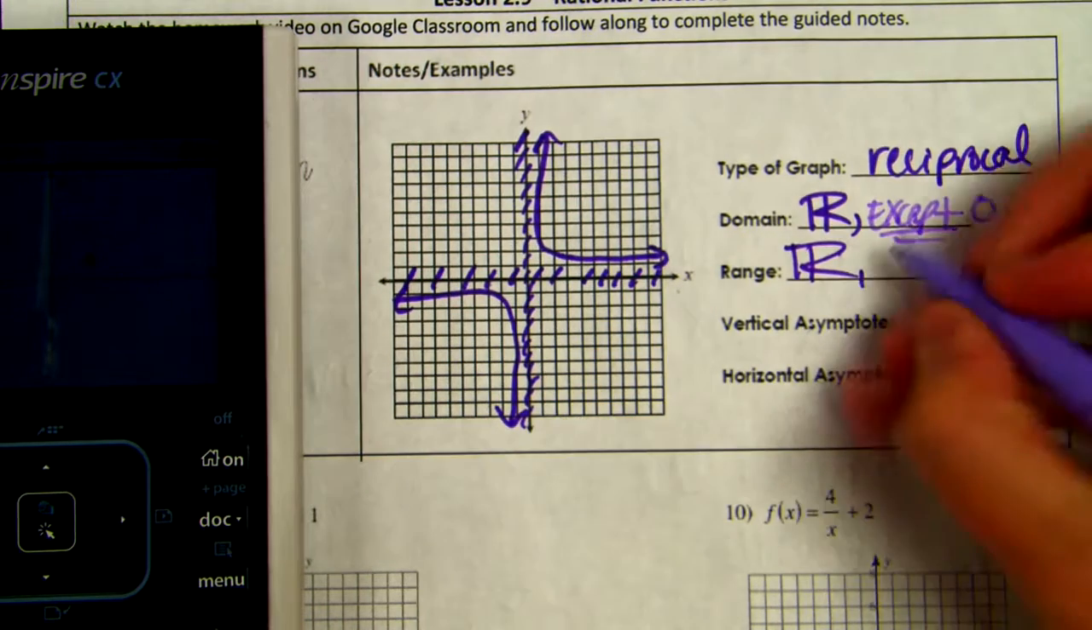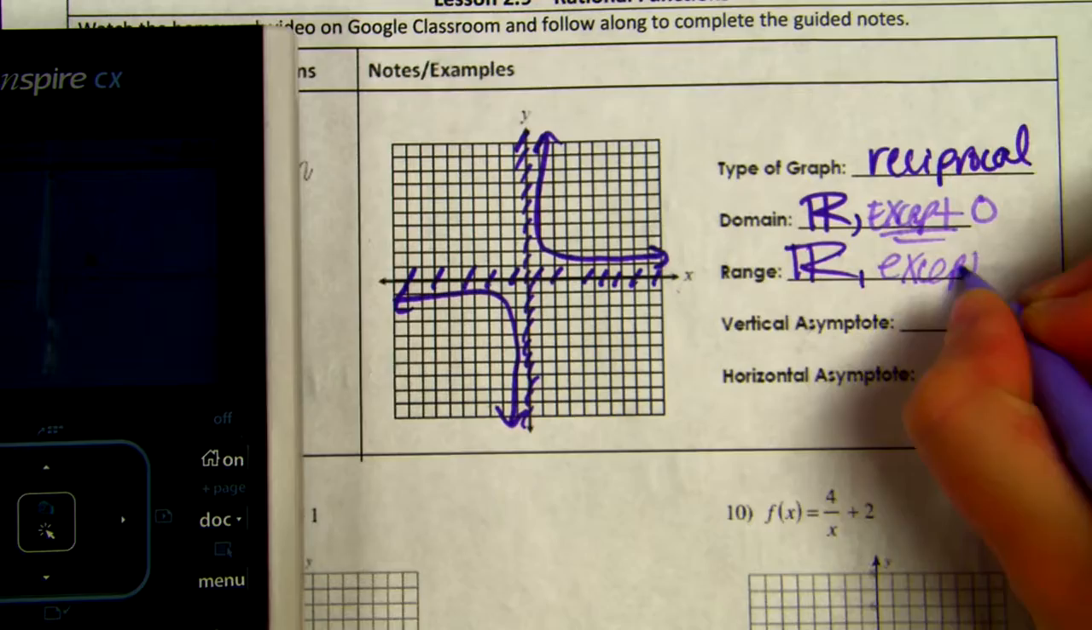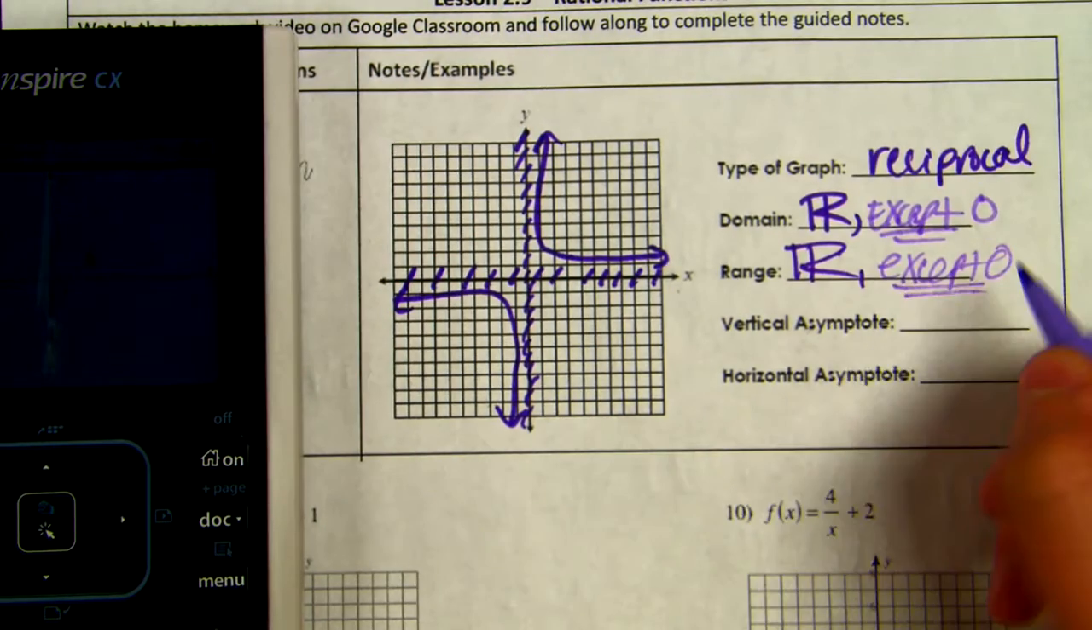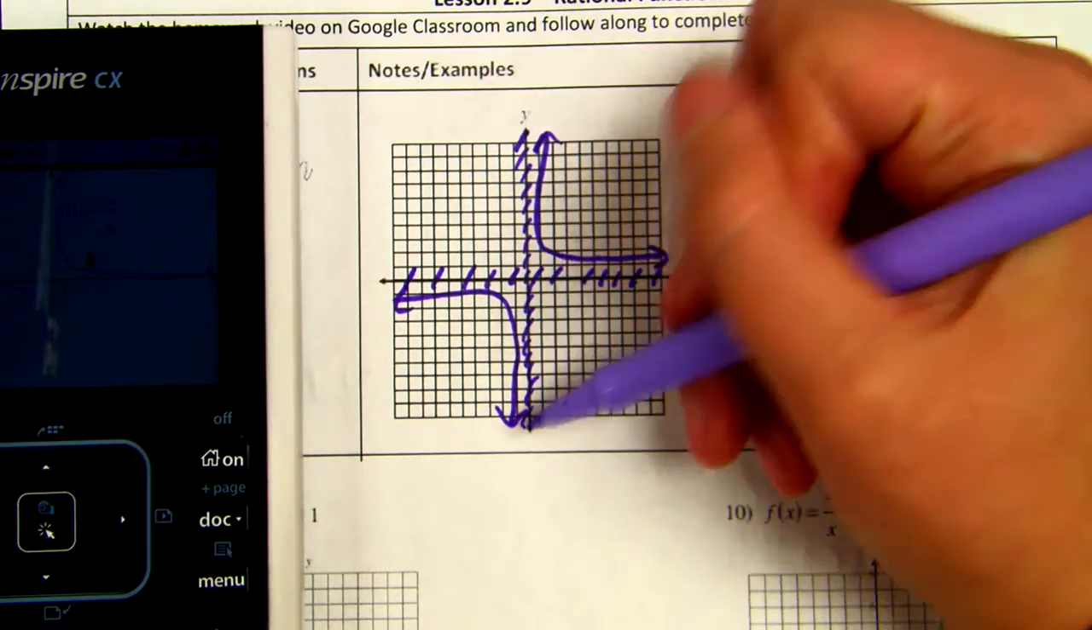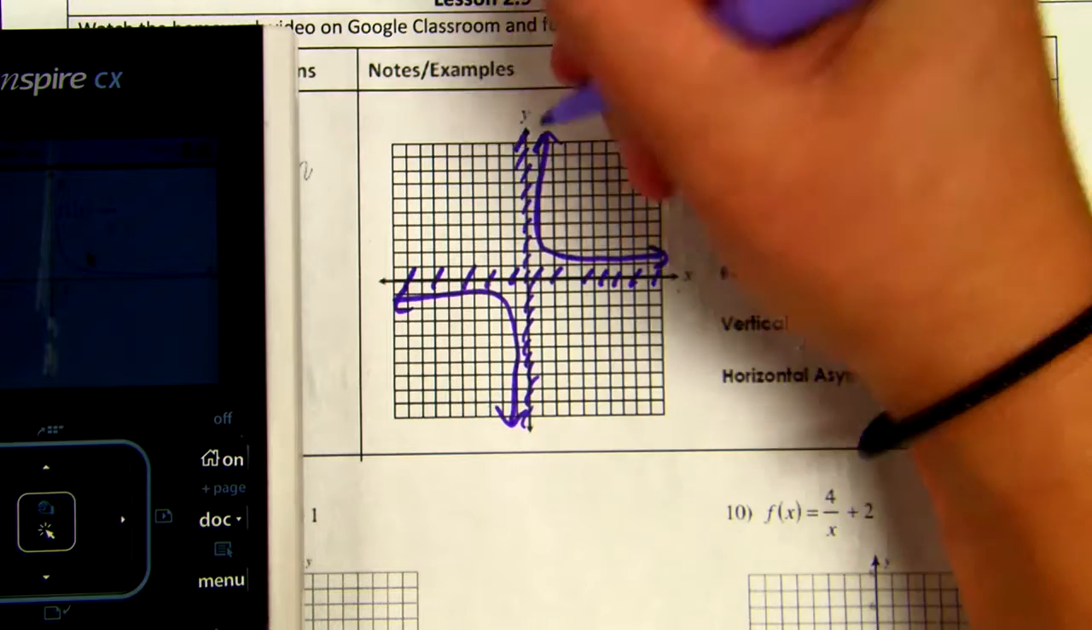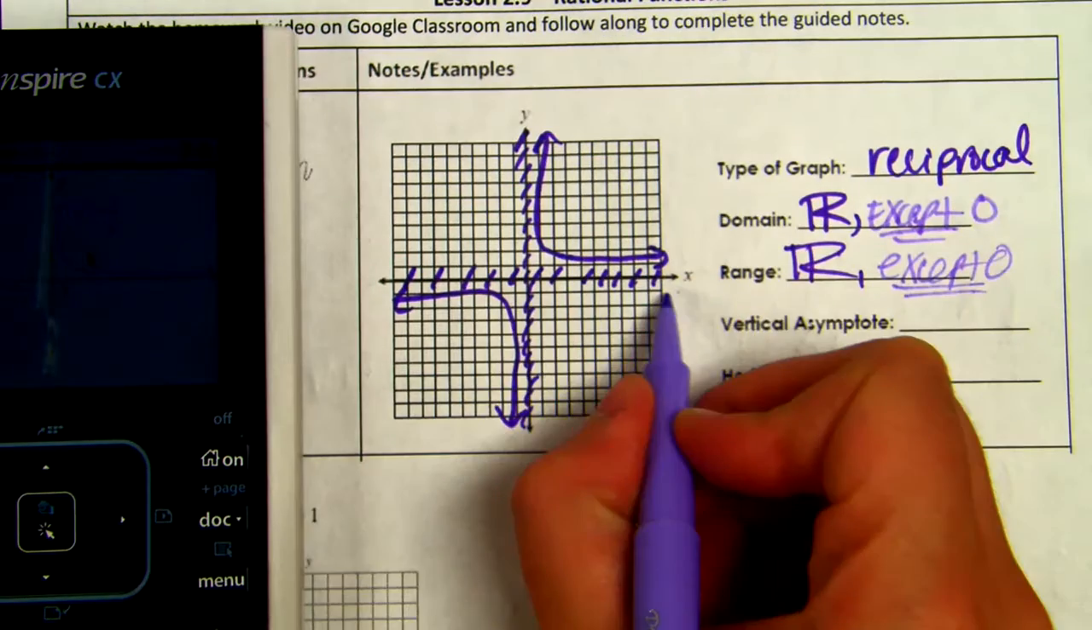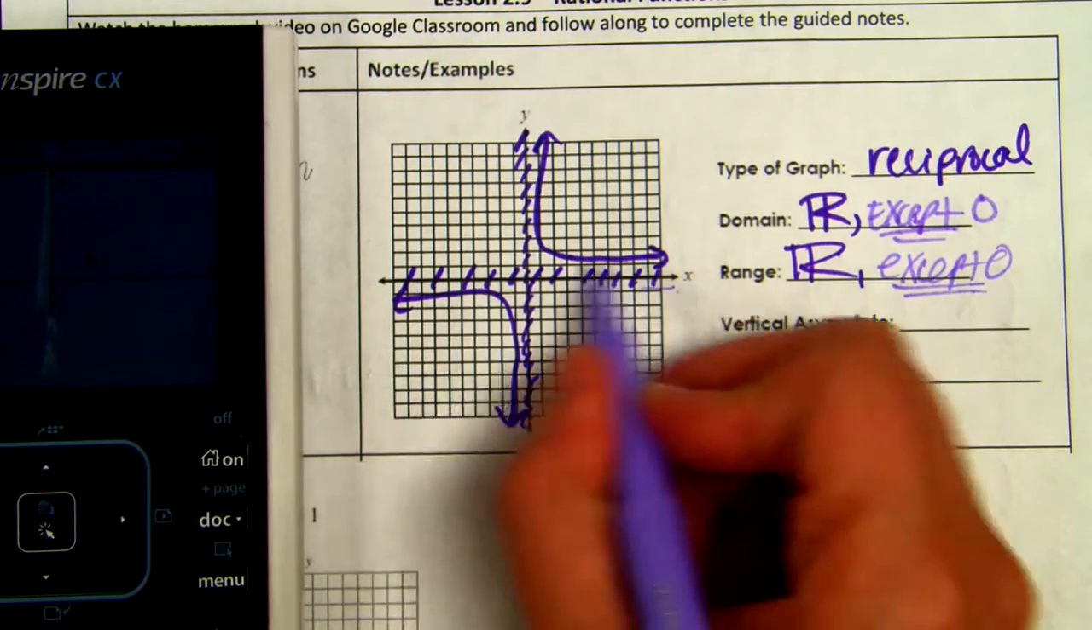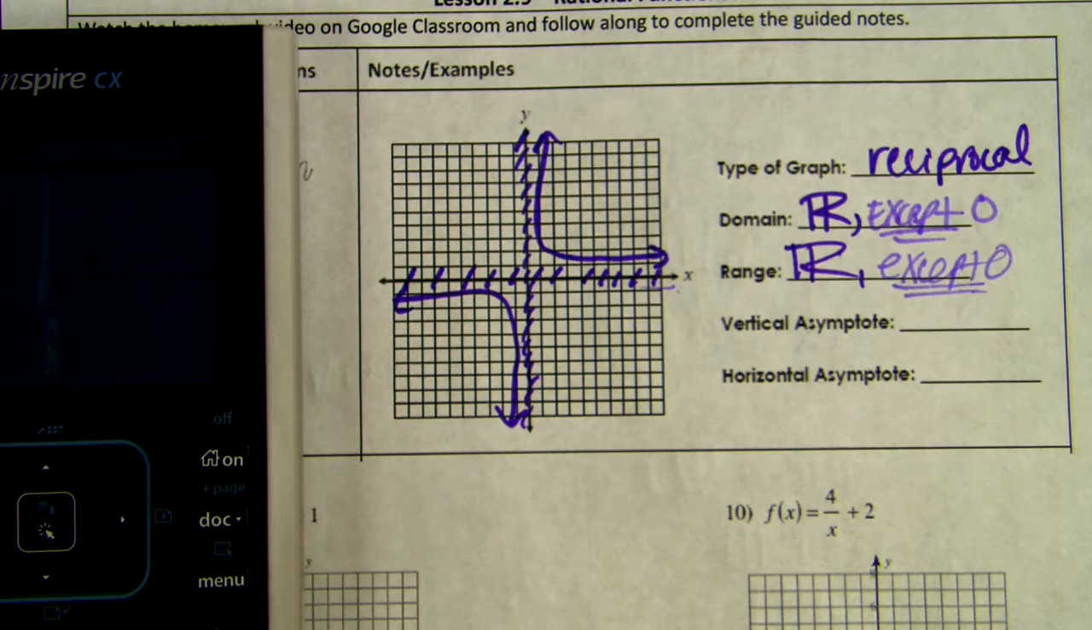Except 0 in both cases here, because it's never going to cross my y-axis, which is the line x equals 0, and it's never going to cross my x-axis, which is the line y equals 0. So our domain's never going to equal 0, and our range is also never going to equal 0.